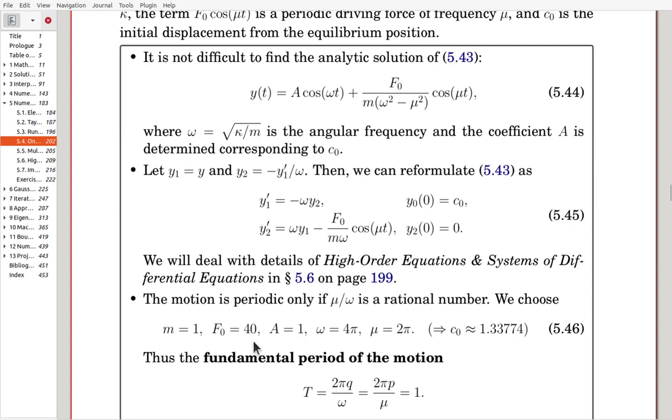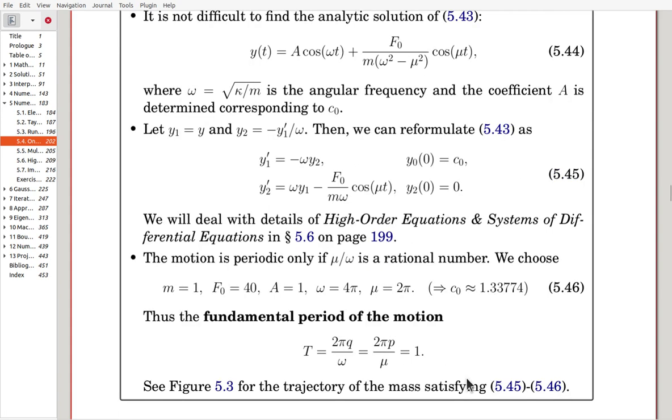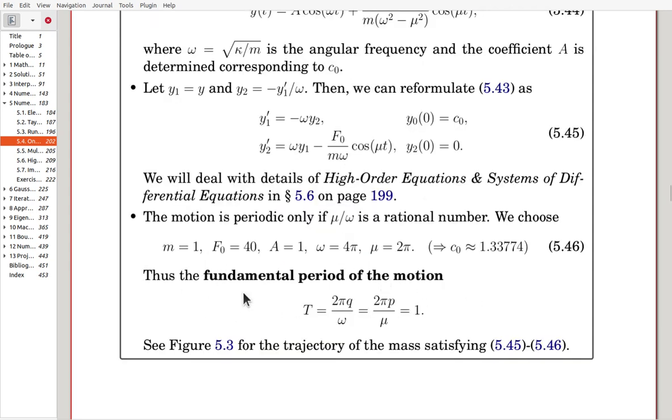Here we specify the parameters. Mass is 1, F is 40, A is 1, and the angular frequency is 4, which means that the frequency is 2, since omega is 2 pi times f. And mu, for the driving force, is 2 pi. From that setting, the fundamental period of the motion is 1.